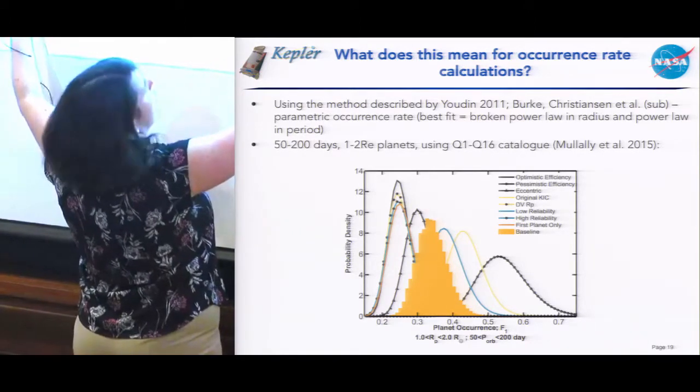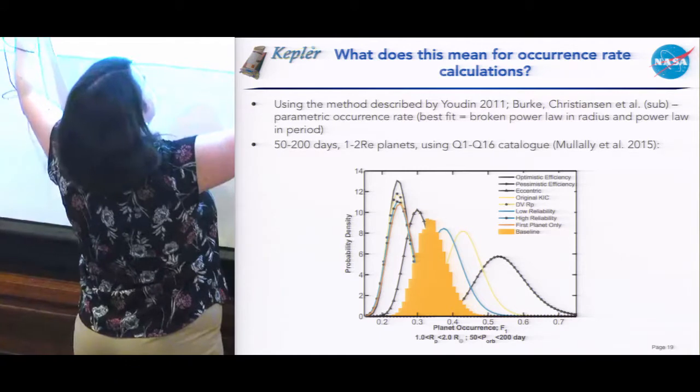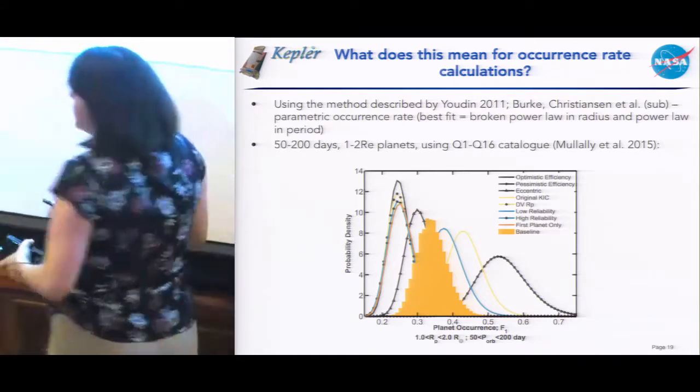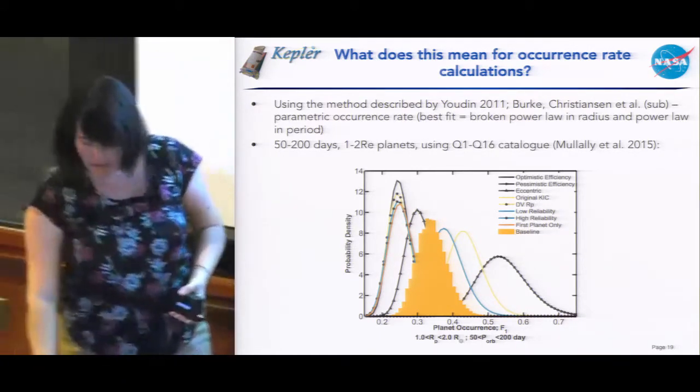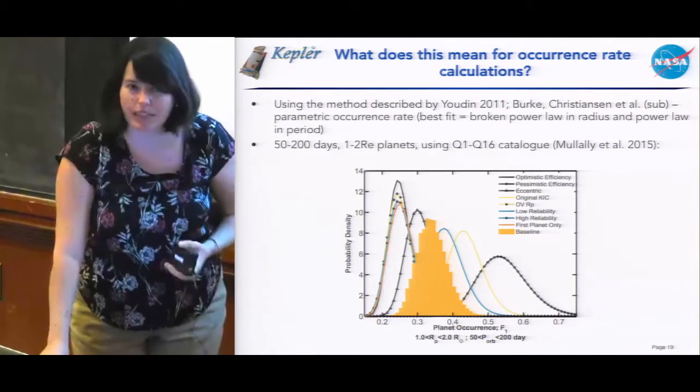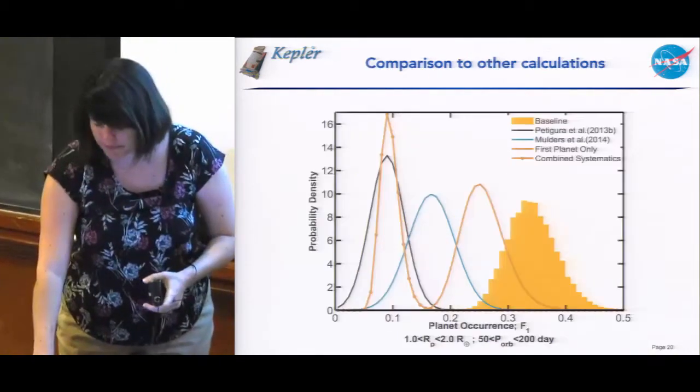And that goes from like 0.15 to 0.7 planets per star in this bin. So we don't really know the answer yet. But we're finding out all of the things we need to know the answer.